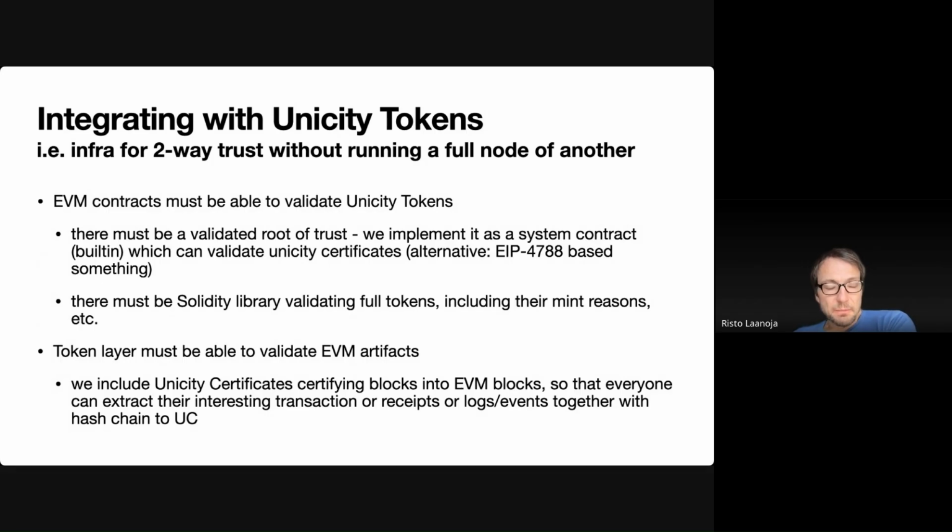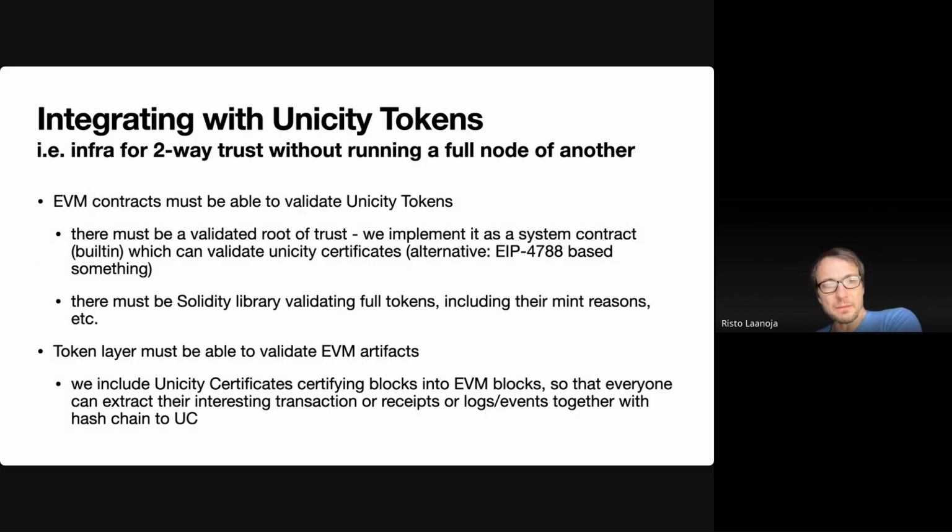So the token layer users must be able to efficiently validate everything that happens in EVM, to validate events, to validate transactions if they are executed or not. And it's done correctly if both of the parties do not have to basically run a full validator of another layer to be able to communicate with each other. And so how can it work?